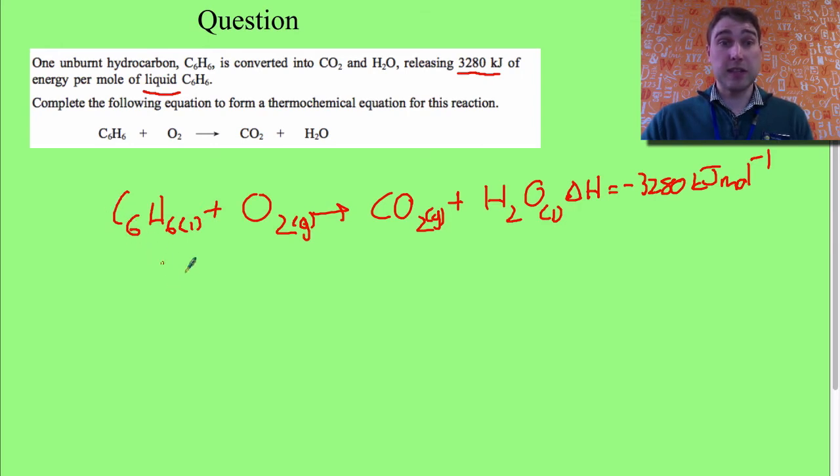We've got 6 carbons on this side, so we need 6 carbons over here. We've got 6 hydrogens on this side, so we need 6 over here, and it's already H2, so 3. Let's add up our oxygens: 6 times 2 is 12, plus 3 is 15 oxygens, so we'll say 15 over 2 oxygen gas molecules. And there's our completed thermochemical equation.